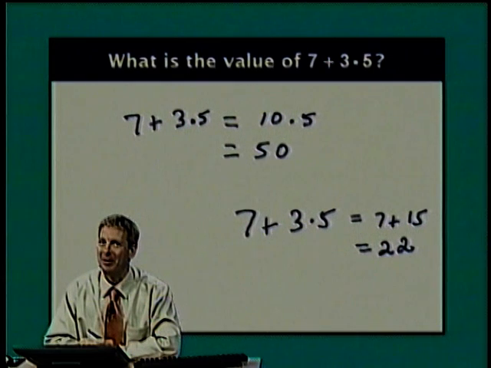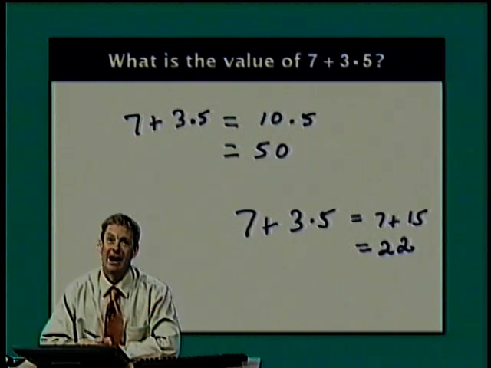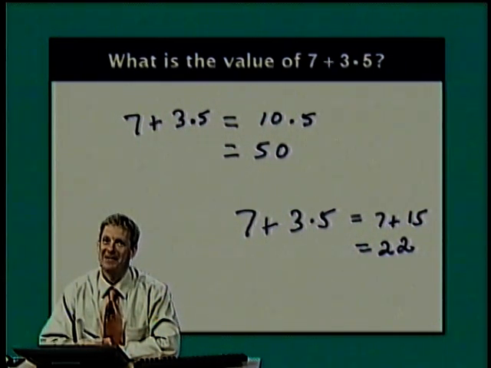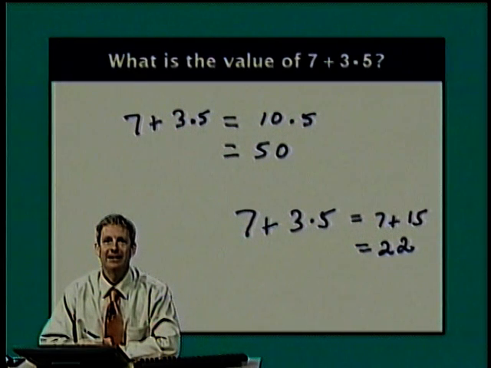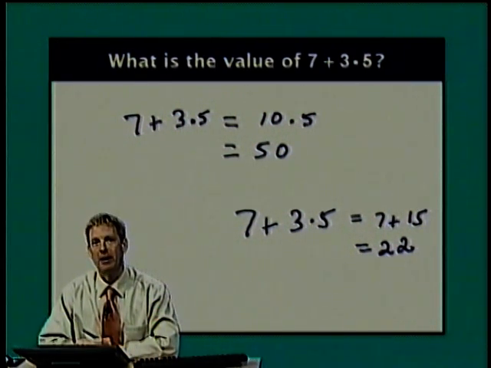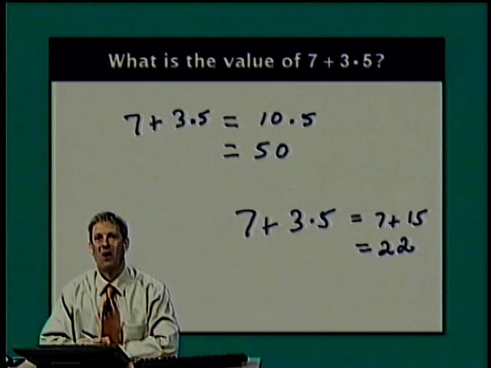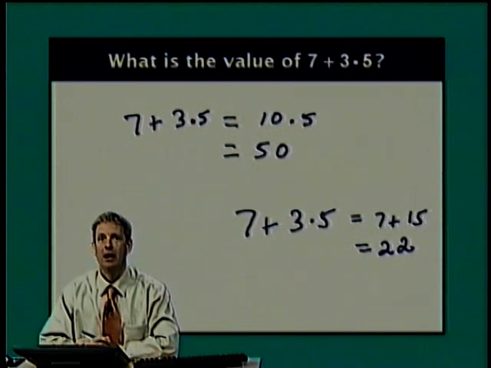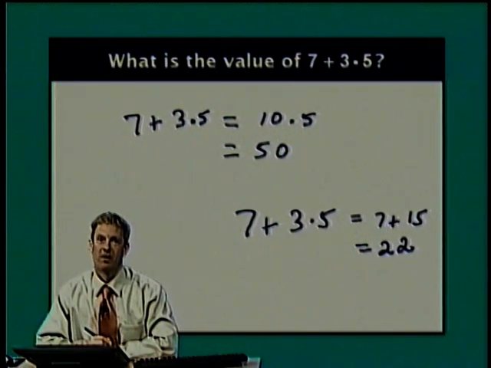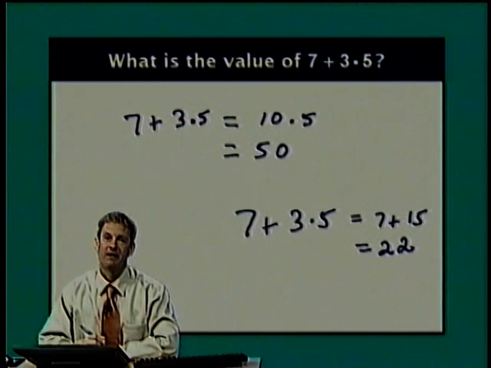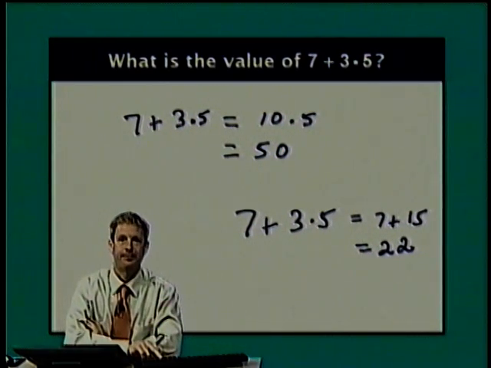Well, this is a problem. It cannot be the case that 7 plus 3 times 5 is both 50 and 22. So we have to come up with some sort of agreement about which one of these calculations is correct. And the agreement we have is called the order of operations. I'm going to give you a few of the order of operations, and Candace is going to fill in some gaps later on.